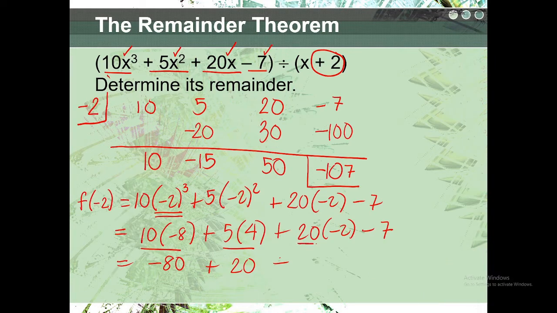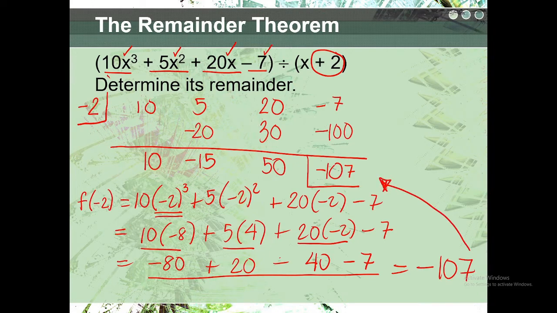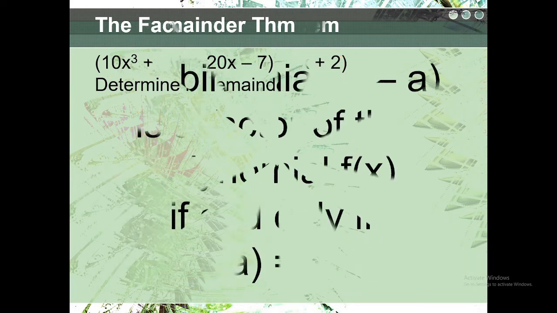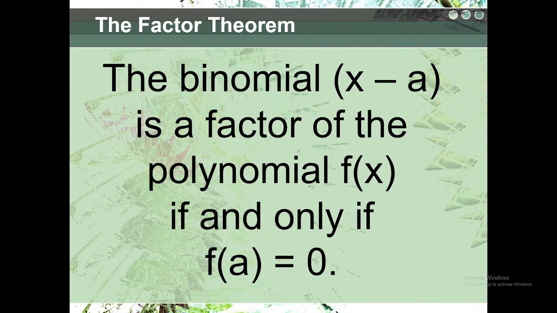So this one, -40 na siya, minus 7. And when you add all these numbers, you will be getting -107, which is the same as our result when we did synthetic division. That is all about the remainder theorem. Now, let's proceed to the factor theorem.